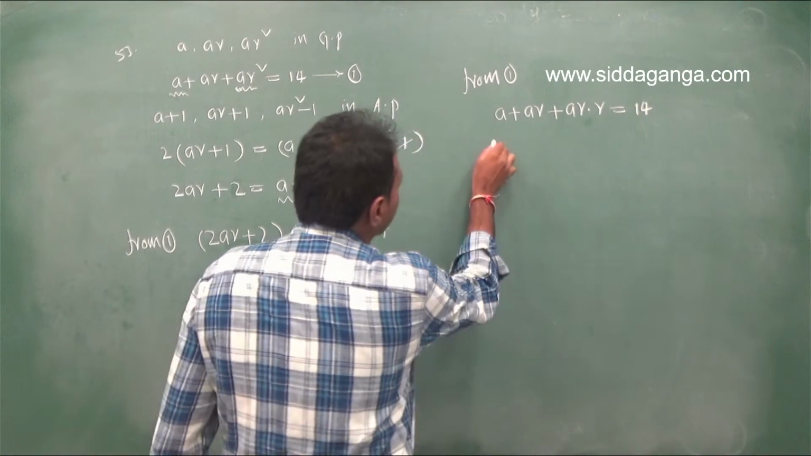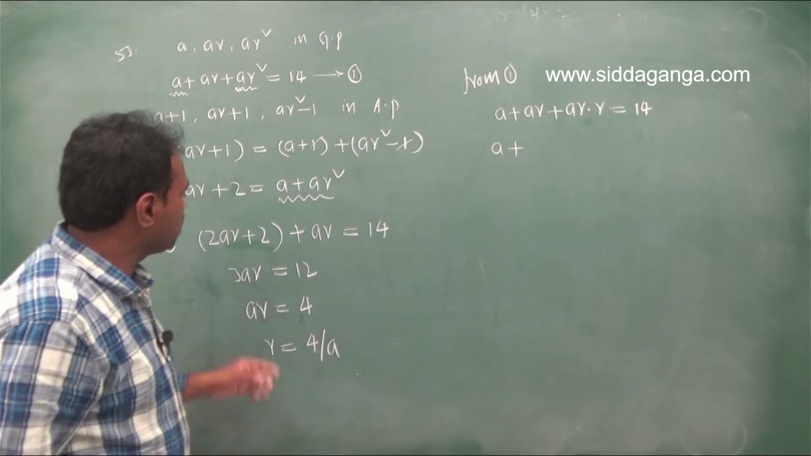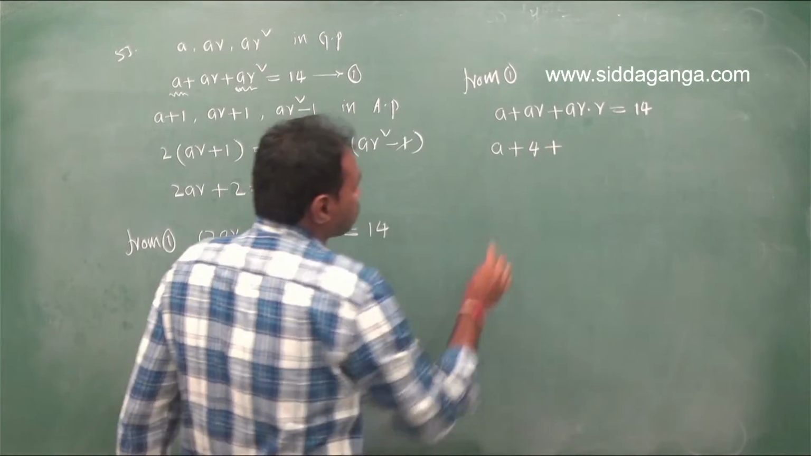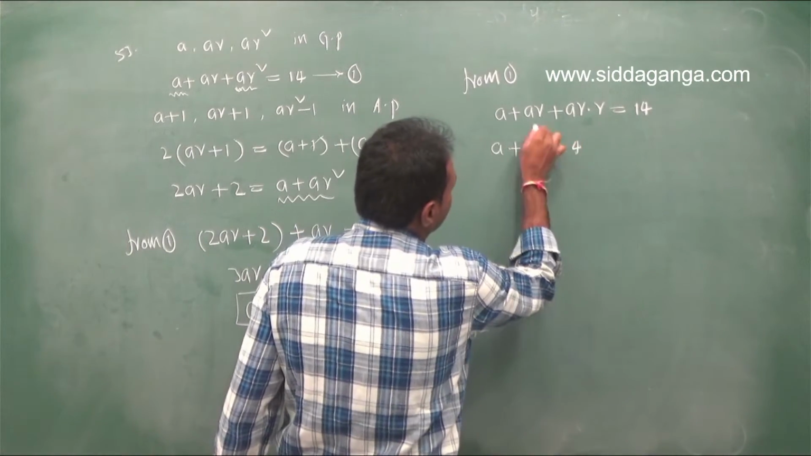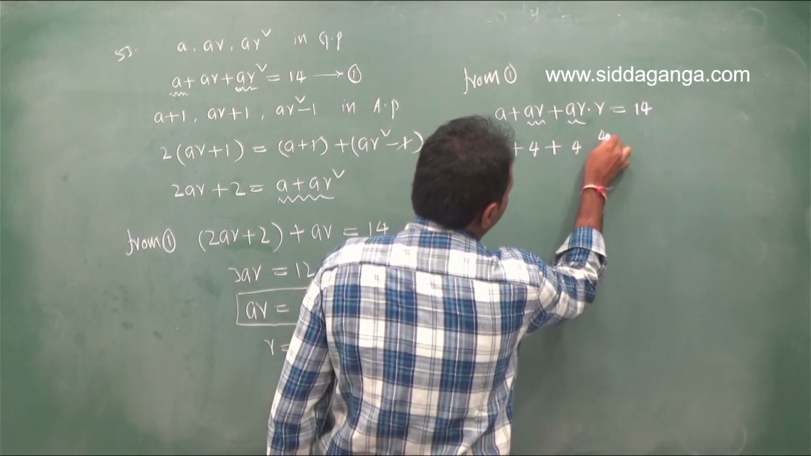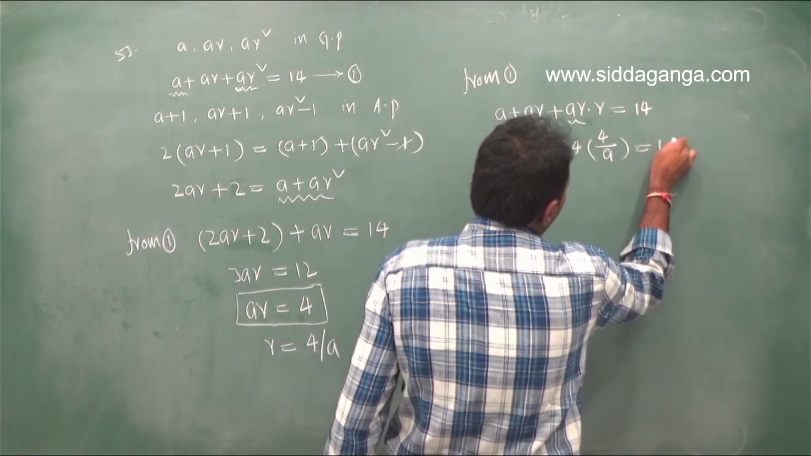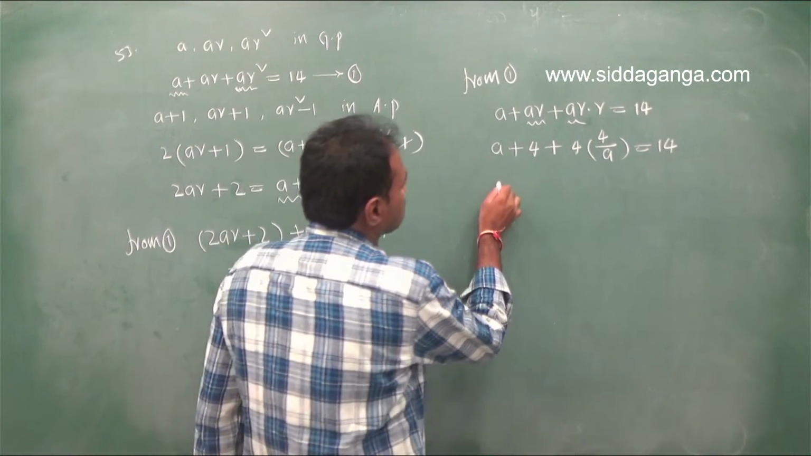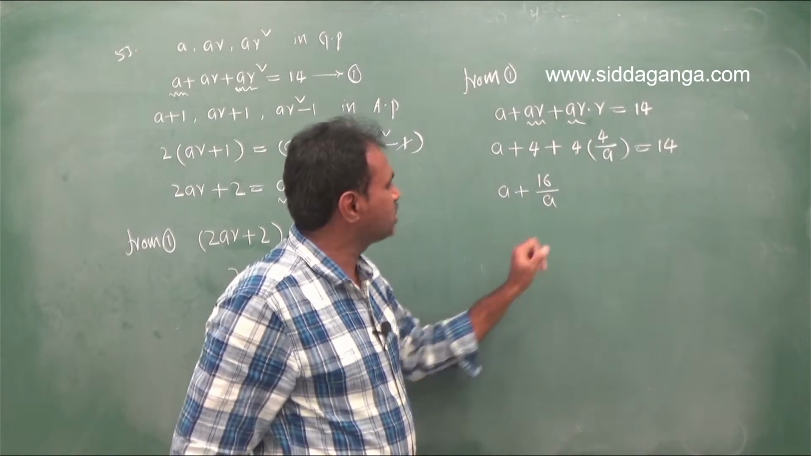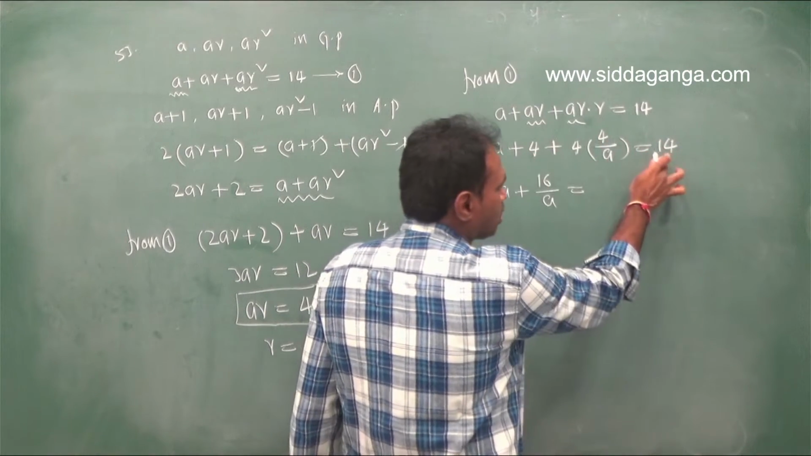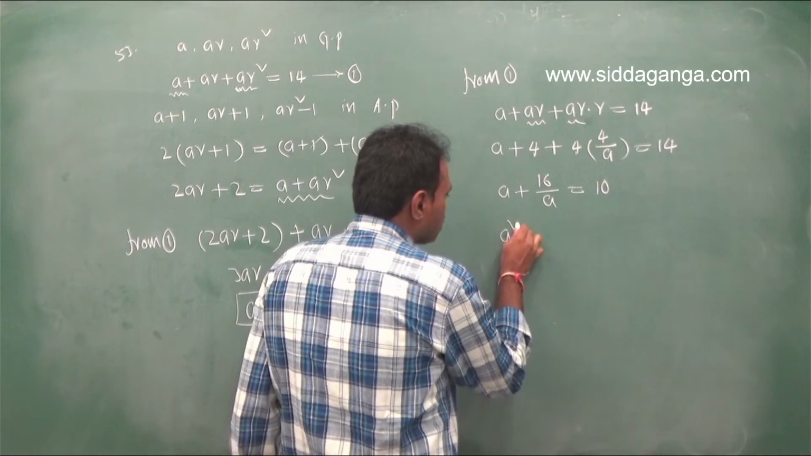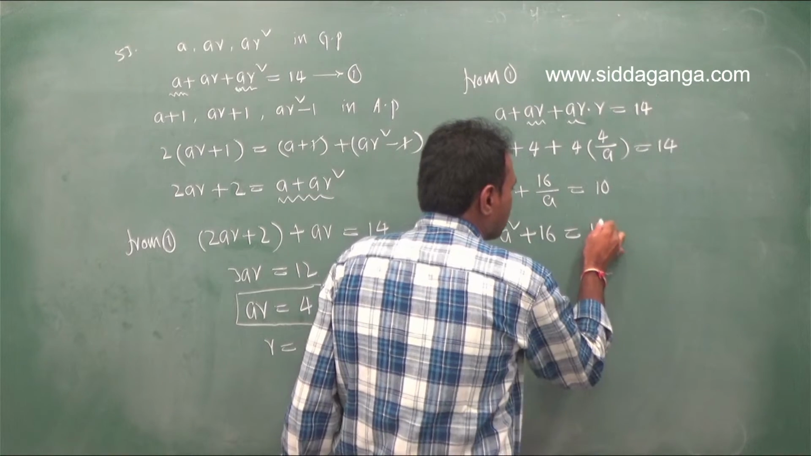Now A as it is, plus AR equal to 4, and AR into R, where again AR equal to 4 and R equal to 4 by A, equal to 14. Therefore A plus 16 by A plus 4 equal to 14, so A plus 16 by A equals 14 minus 4, that is 10. Here take LCM: A square plus 16 equal to 10A.